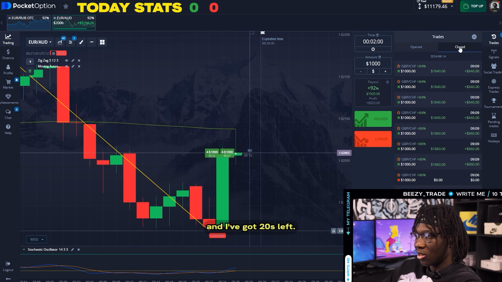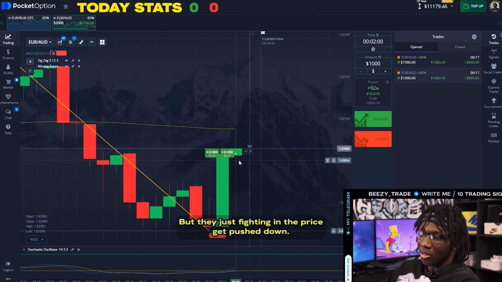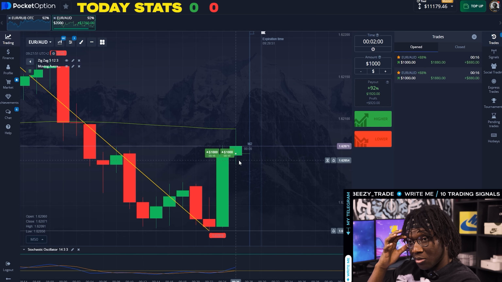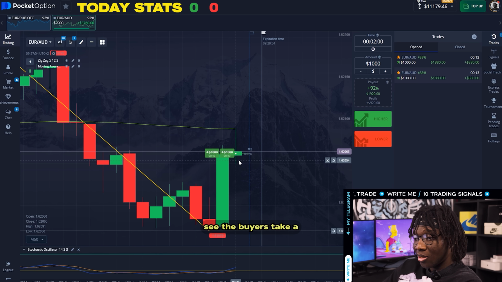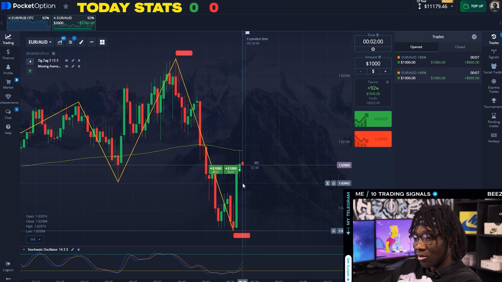And I've got 20 seconds left. But they're just fighting and the price gets pushed down. But finally we see the buyers take a little bit of a lead. 10 seconds. All right.